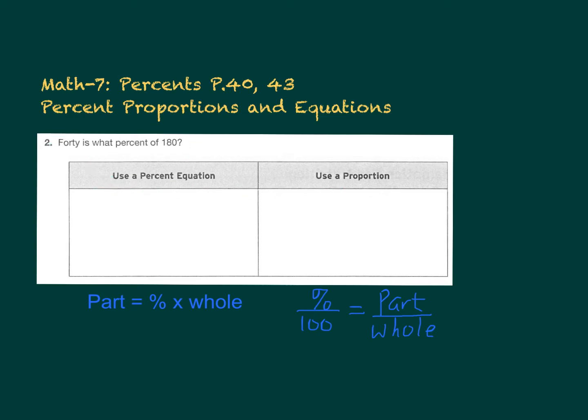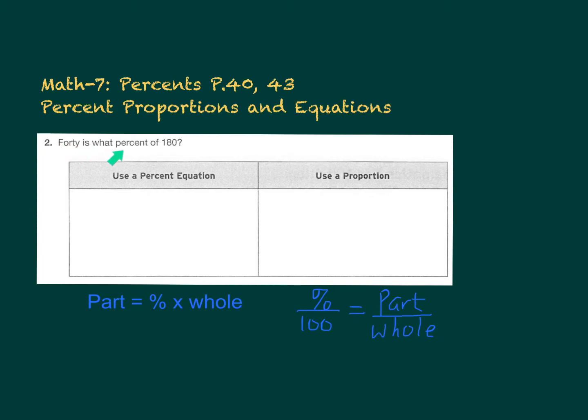Okay, so for percent equation, it takes this form. Part equals percent as a decimal times whole. And then as for proportion, it takes this form. Percent over 100, which is your percent in form of a fraction, equals part over whole. Okay, so let's look at this problem.